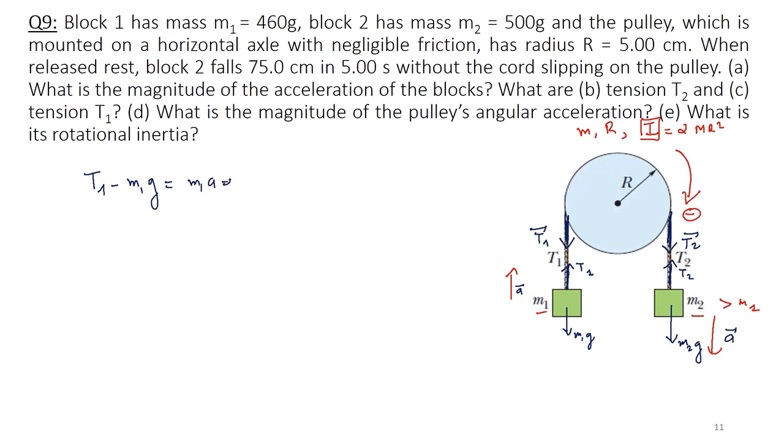Okay. So this gives me T1. It's just M1G plus M1A. Now let me apply Newton's second law on block 2. On block 2, I will have what? Plus T2 minus M2G is equal to minus M2A. That means T2 will be equal to M2G minus M2A. Okay.